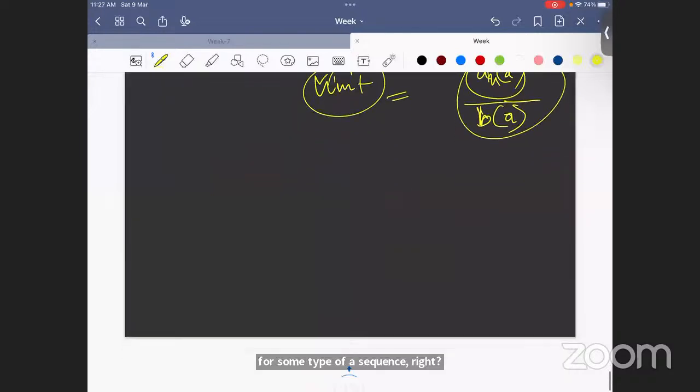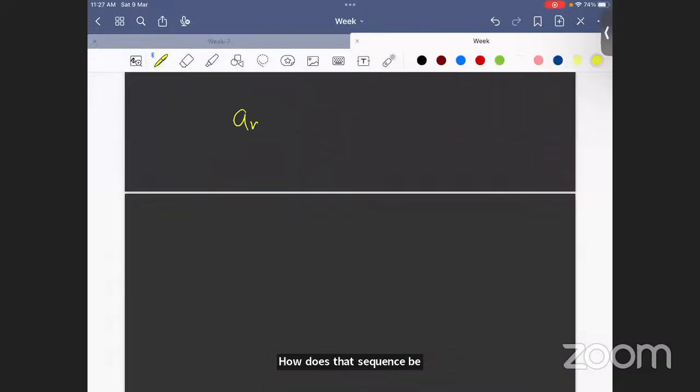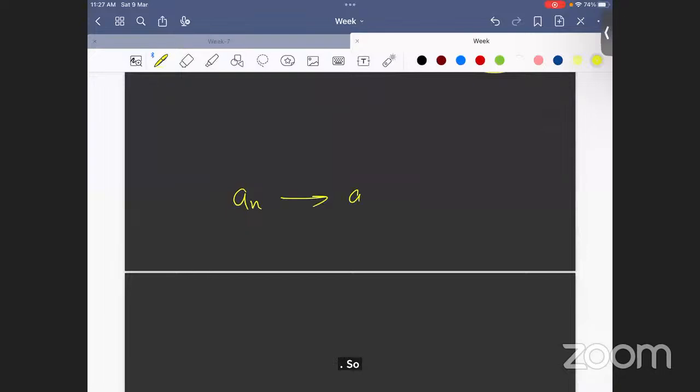So, for example, you have a sequence A, and it is converging to some particular value A. That means it is converging. And if for the sequence you are not getting any real value, just some random values, that means it is a diverging sequence.